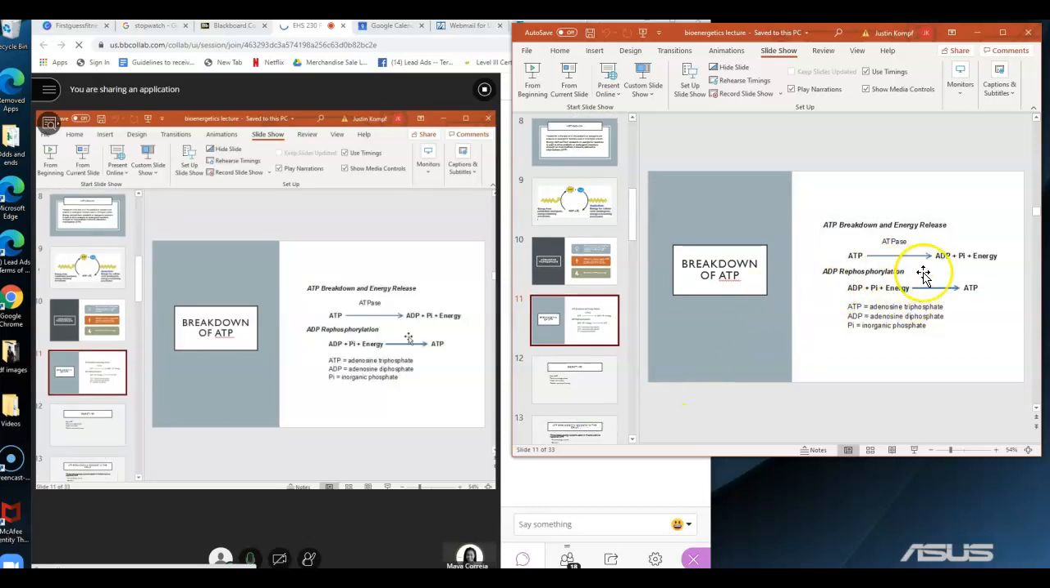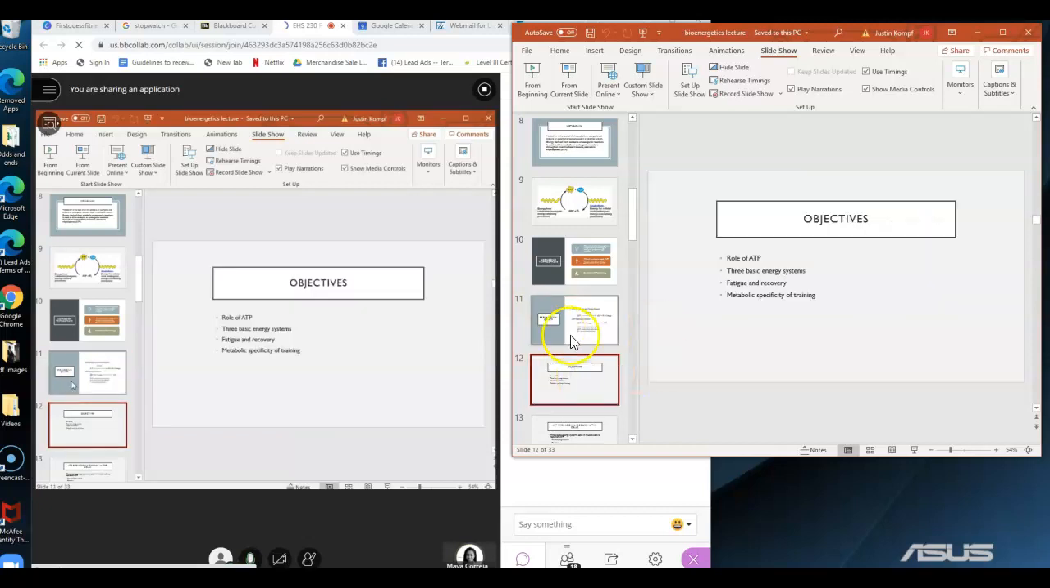And now we can also use that energy to create adenosine triphosphate, which is going to be necessary for everything that we do. So just the main thing right now is to understand that you need this molecule, adenosine triphosphate, to actually create movement. And then we'll get into the three basic energy systems.